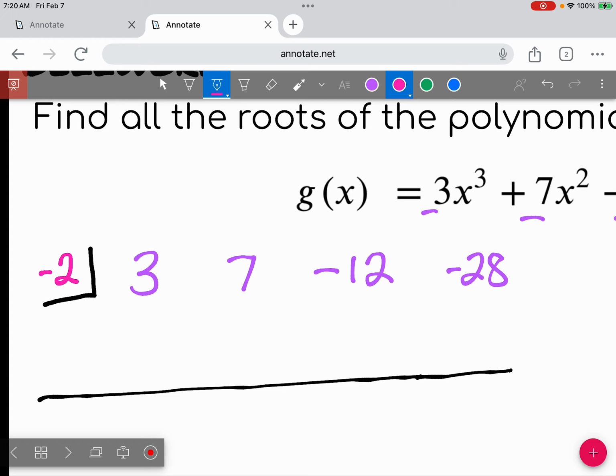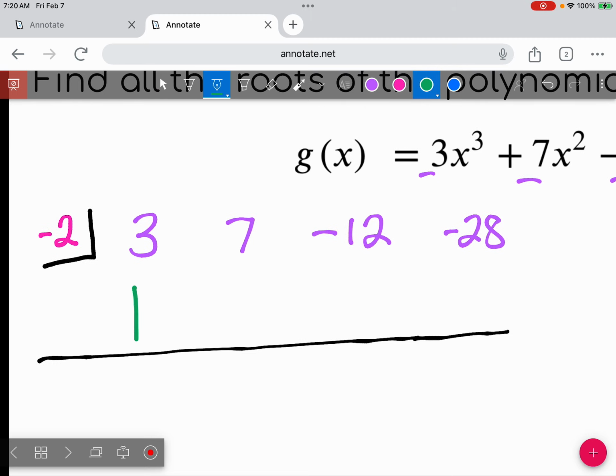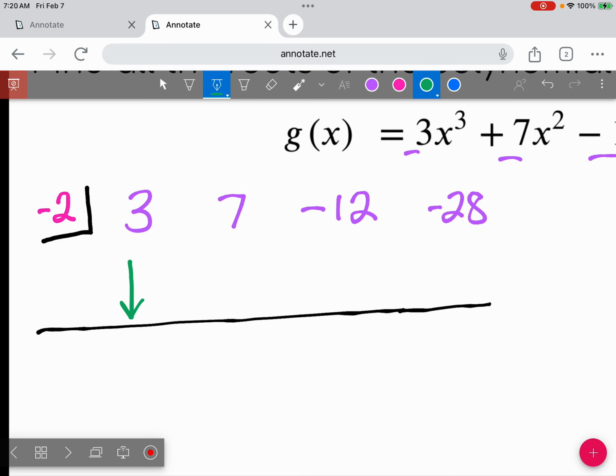All right. So this is how we set it up. This is where we start. Now we're doing that same process where we're going to drop the first term all the way down to the bottom. The 3 hits. Then we're going to take our 3 times our -2 and put it under. We're going to have a -6. Then we add these together. 7 plus -6 gives us a 1.